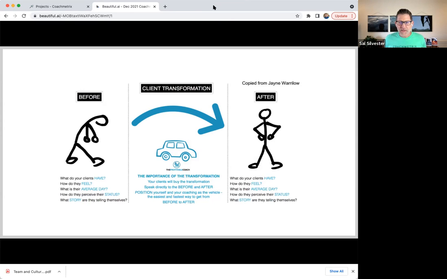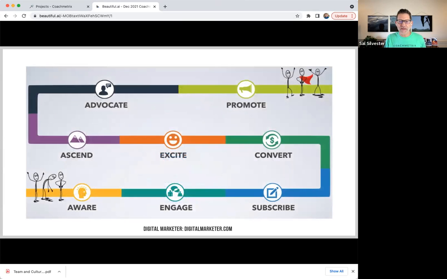And so this customer journey map is a way to think about that experience that your customer goes through, from the time that they become aware of who you are to the end result after the transformation with your coaching or your training or whatever service offerings you have.